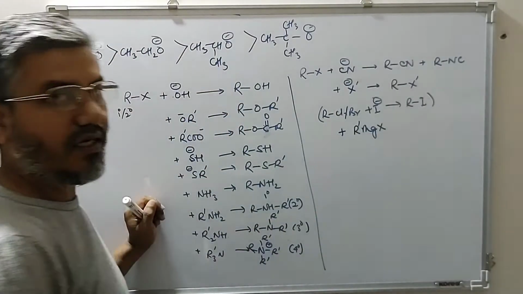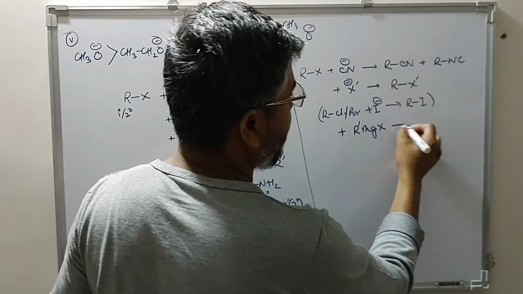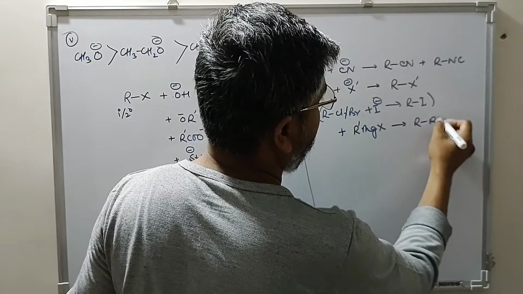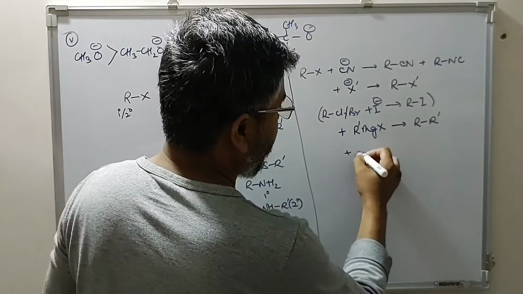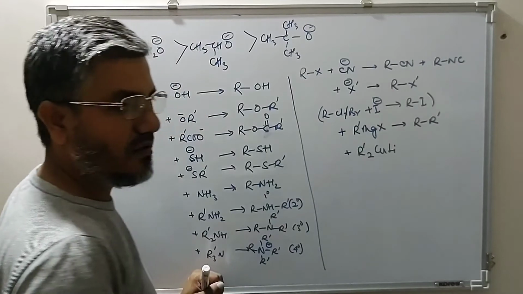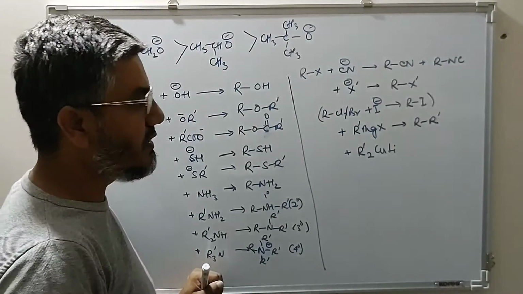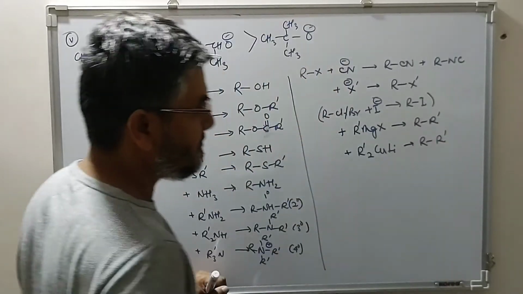RMgX, alkyl magnesium halide. Look at this, this R was negatively polarized. We have this R prime. These also react with R2CuLi, dialkyl lithium cuprate, Gilman reagent. Again, this gives you R prime.